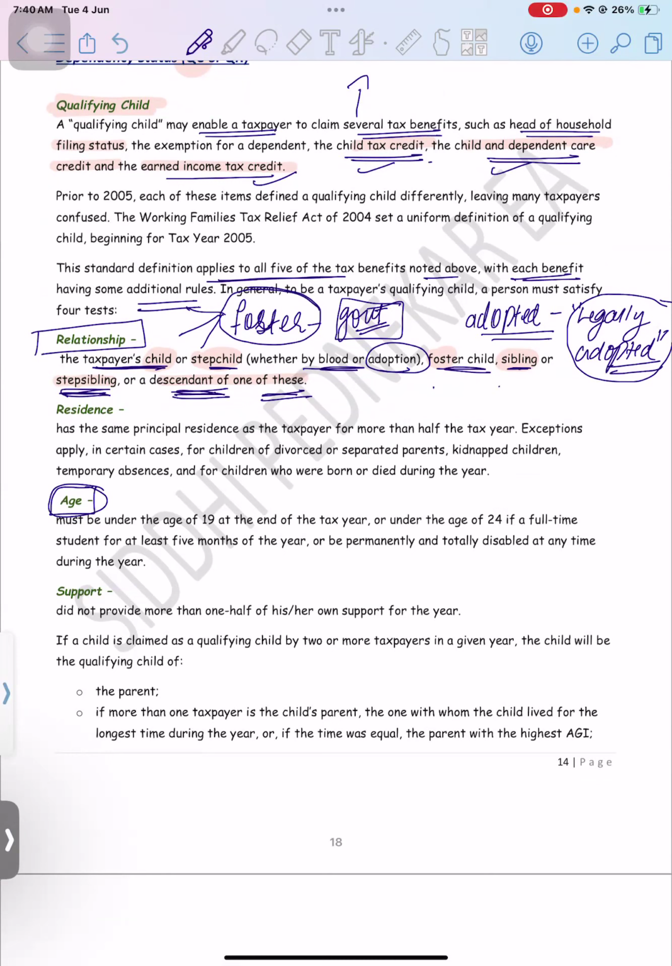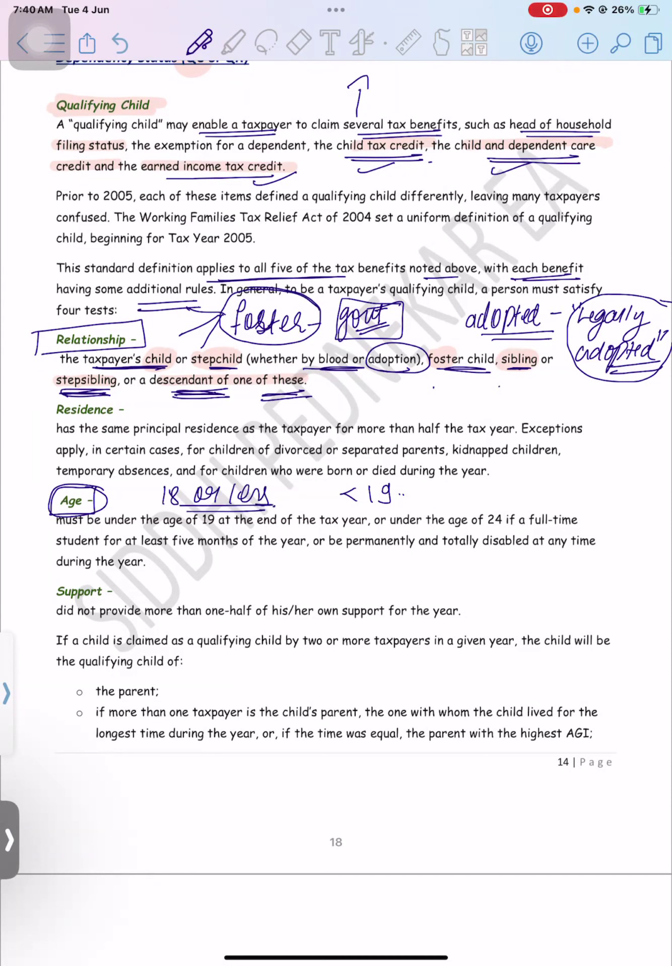Okay, so in case of age, the age criteria is very important. The child should be under age 19. Under means he should be exactly 18 or less, not more than 18.